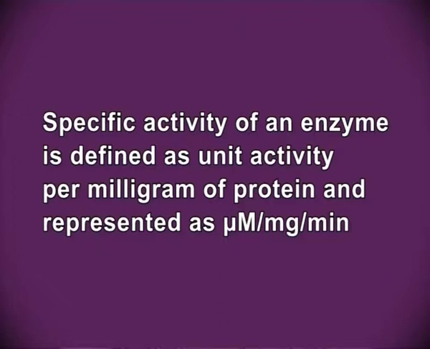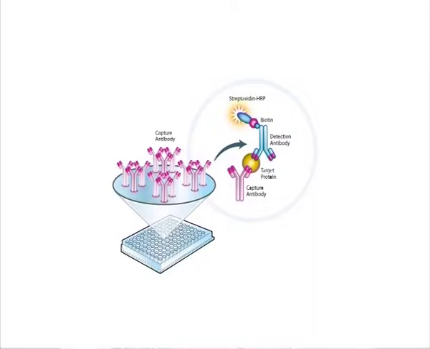Total activity of an enzyme is defined as the activity of enzyme per ml of the extract. Specific activity of an enzyme is defined as unit activity per milligram of protein and represented as micromole per milligram per minute. Specific activity is constant for a purified enzyme at a given set of conditions. Concentration of an enzyme calculated in microgram per ml can be converted to molar units by dividing the value by the molecular weight.